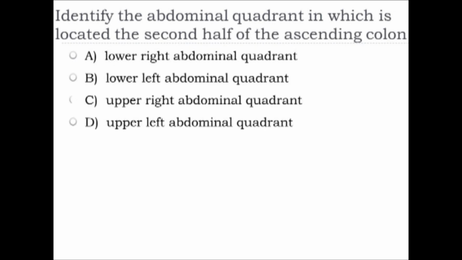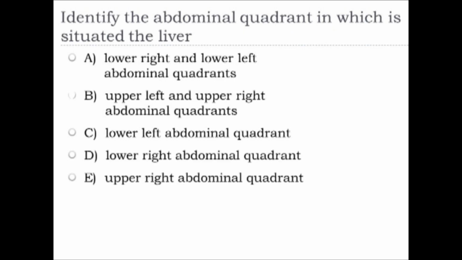Identify the abdominal quadrant in which is located the second half of the ascending colon. Stop here and select your answer. The correct answer is C, the upper right abdominal quadrant. Next question, identify the abdominal quadrant in which is situated the liver. Stop here and select the most appropriate answer. The correct answer is B, the upper left and upper right abdominal quadrants.